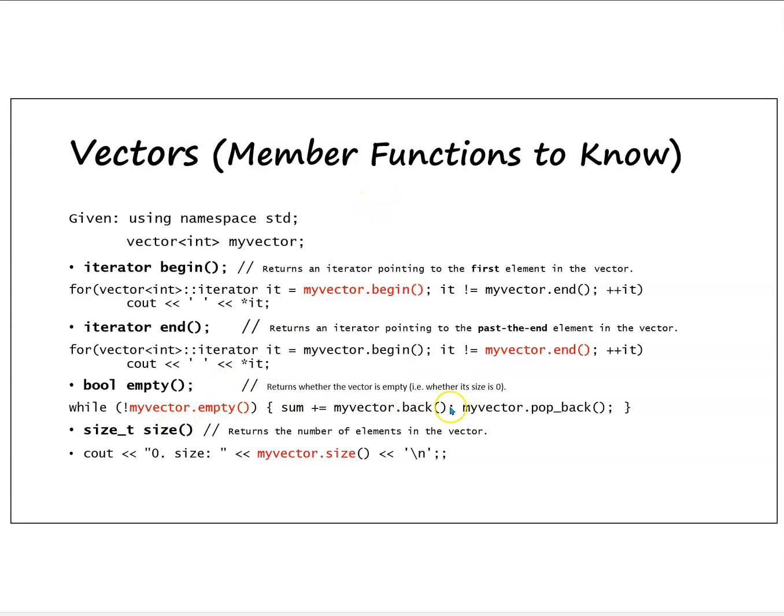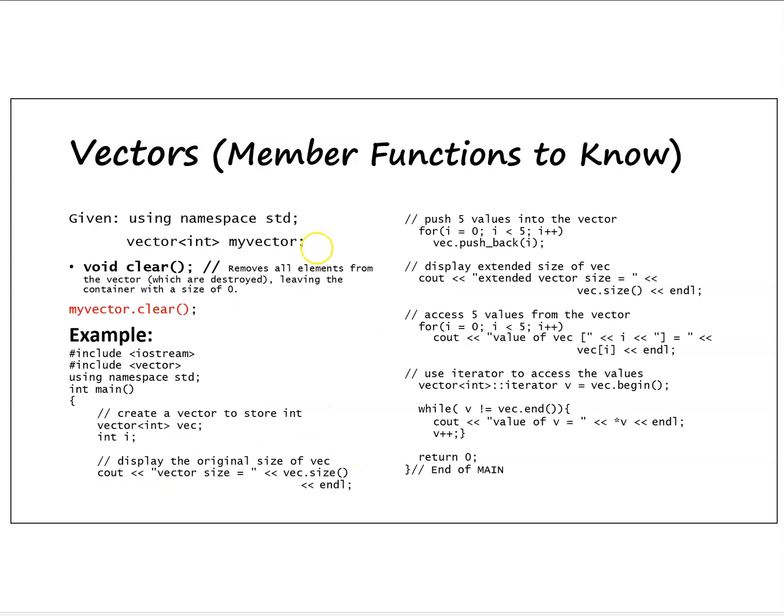Empty returns whether the vector is empty. While my vector.empty isn't true, add all the elements from the back, as in get the backmost elements, and then delete the backmost element. We can get our size by calling size. For example, size equals my vector.size. So let's look at an example here. We also have vector clear, which removes all the elements.